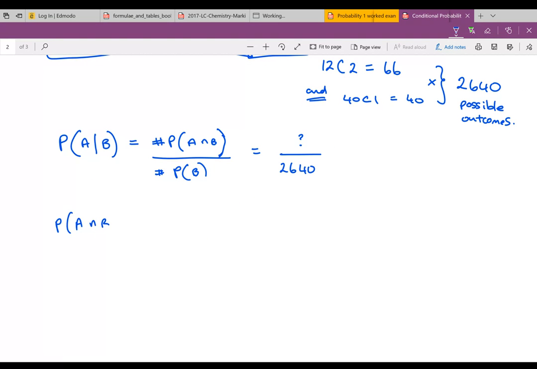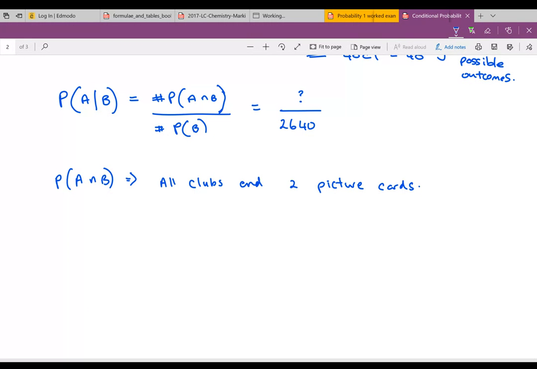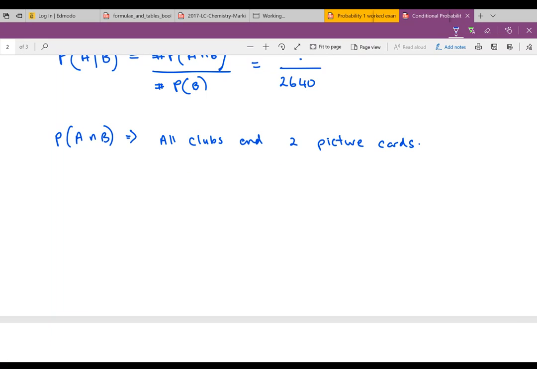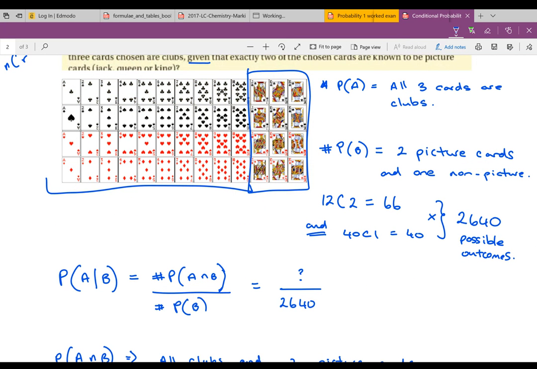For P(A intersection B), that literally means that I'm looking for all clubs and 2 picture cards. And this is probably the most difficult bit of probability, trying to understand the various set language and trying to understand how to piece things together. The actual maths, I'm promising, isn't going to be difficult. So, all clubs, and they have to be 2 picture cards. So that means they have to be 2 picture cards from the clubs.